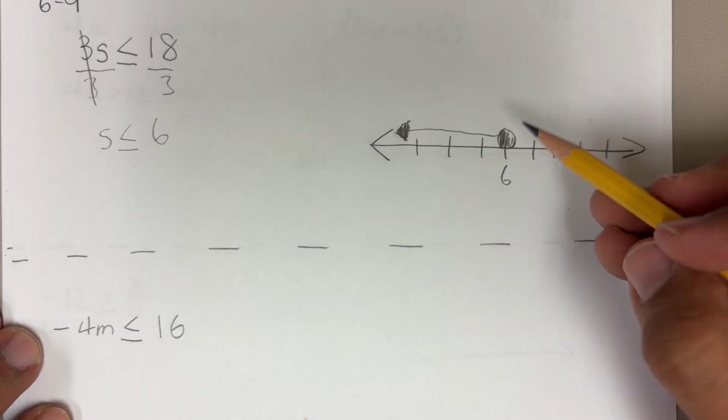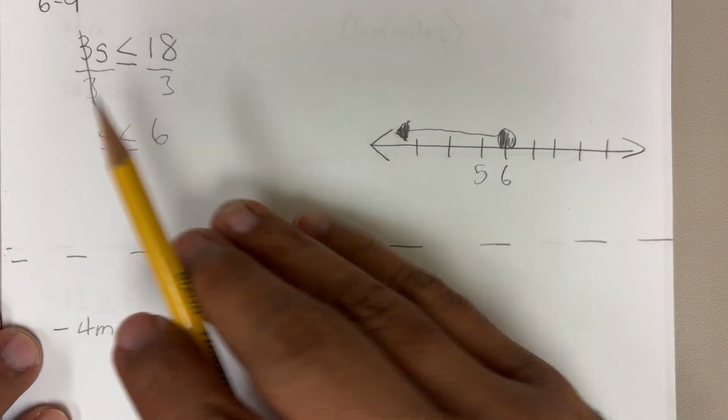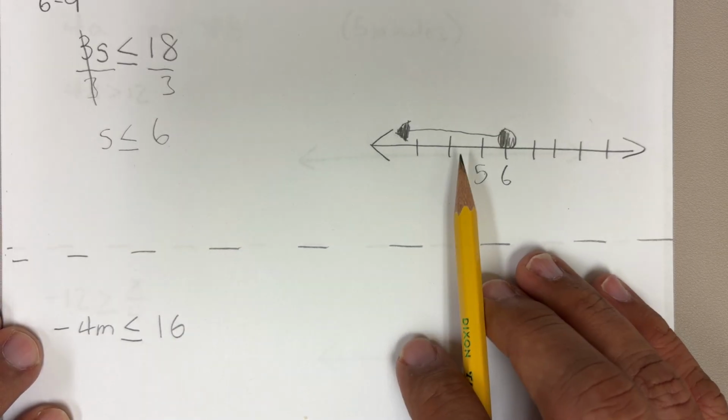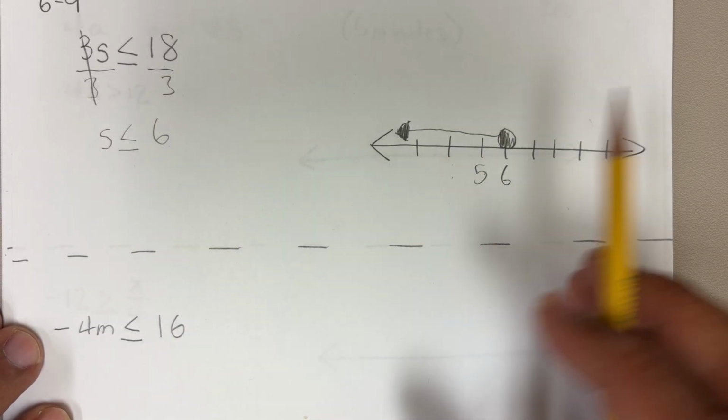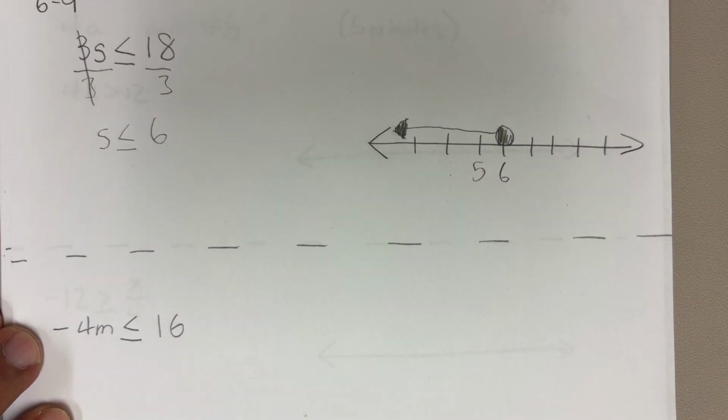Okay, I can test this theory by going, okay, so 5 is here. Is 5 less than 6? Yep. Is 4 less than 6? Is 3 less than 6? Yep. Those are the answers.